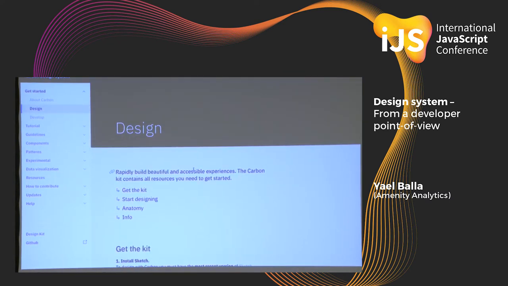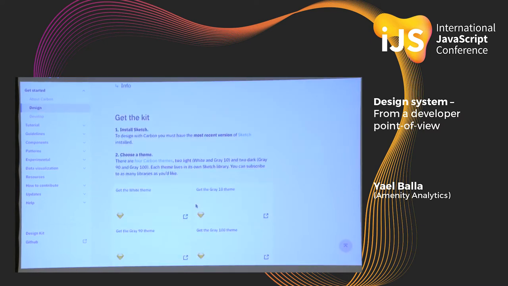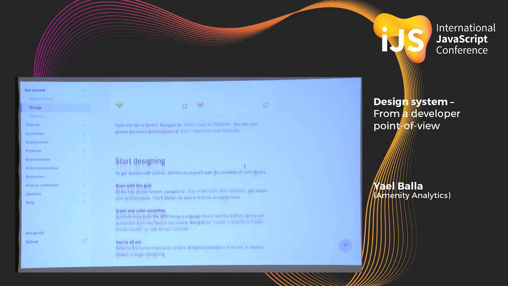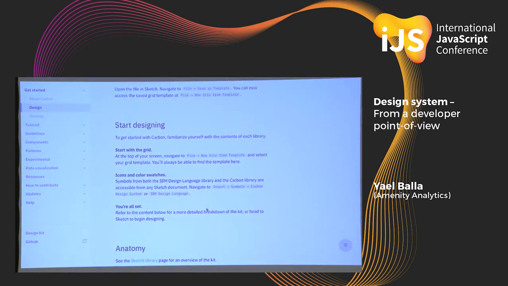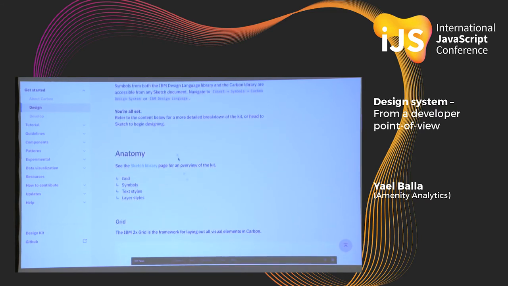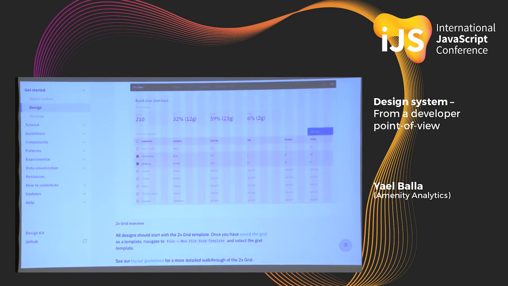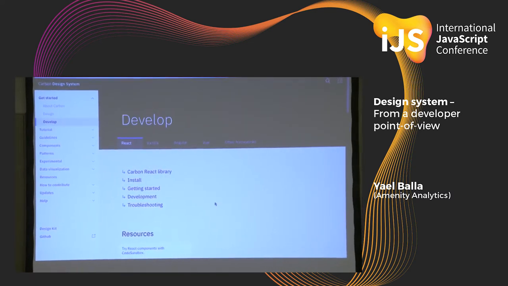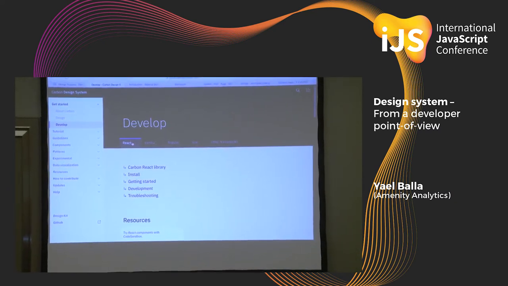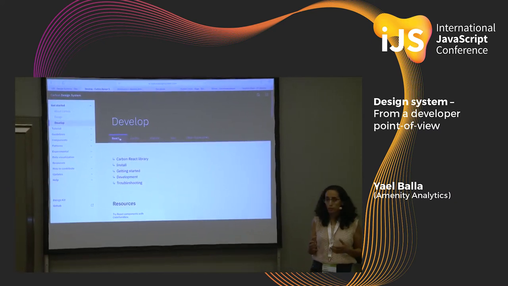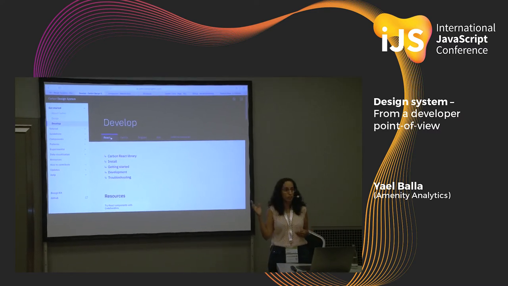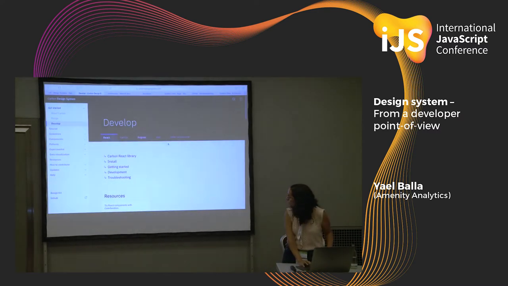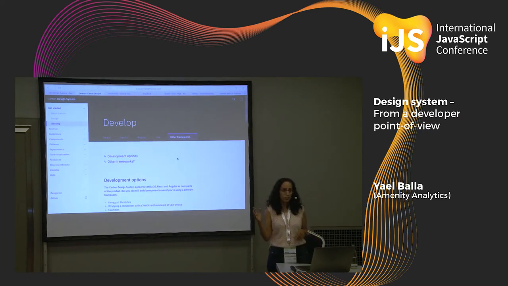Now let's look at the toolkit. What does IBM Carbon bring to designers? For designers, they have a Sketch file. They have guidelines of what to do in order to start a new design. And they also have a Sketch library with the symbols. What do they have for developers? For developers, they have a UI component library for each of the major frameworks, React, Angular, Vue, and they also have guidelines for what to do if you're using some other framework, you can still use Carbon.